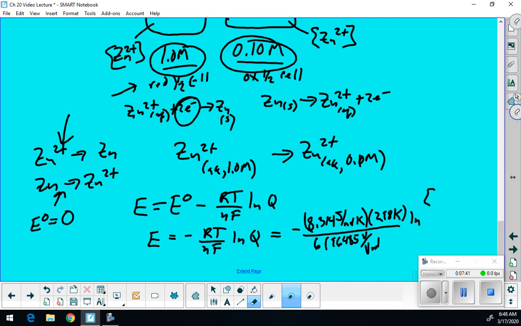Which zinc? The 0.01, meaning I would call it my dilute. My dilute, 0.10 over the concentration of my concentrate, 1.0, right? Good.